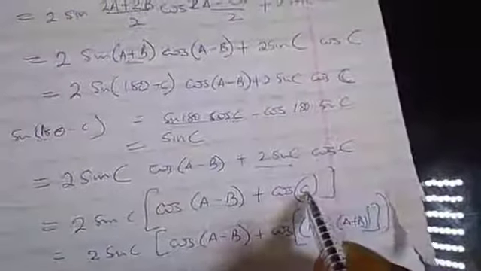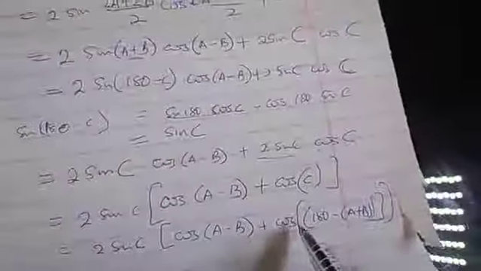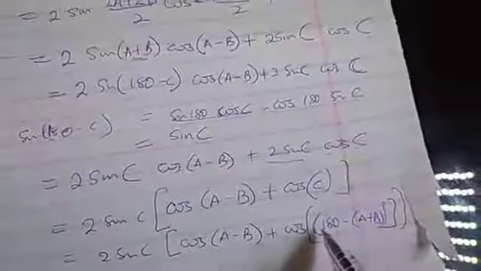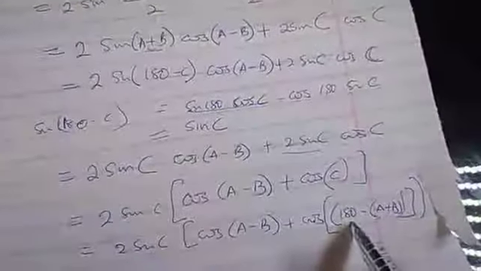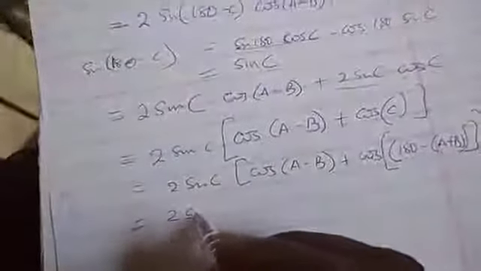Our c has turned to 180 minus (a plus b). But what is cos of 180 minus (a plus b)? It will be cos this minus sine this. So in that case, cos 180 is minus. So this one will give me 2 sine c. You can do that on your own.